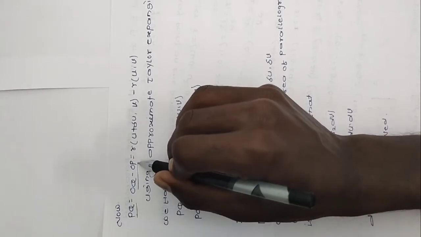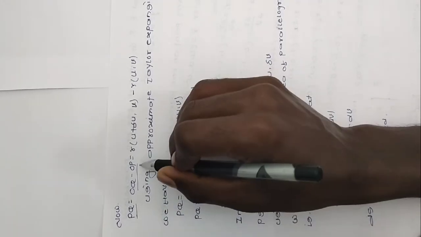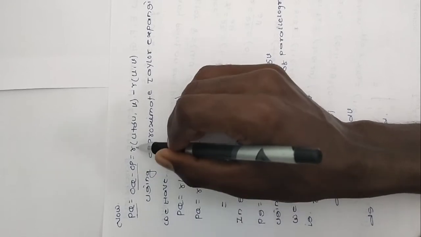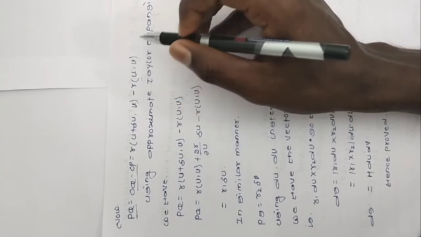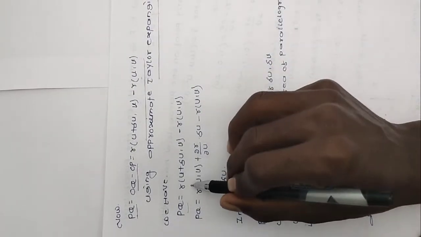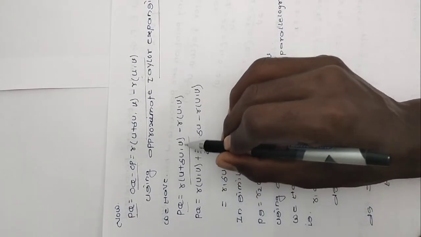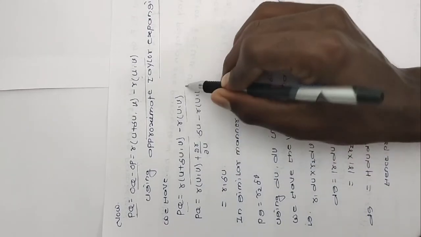Now from the diagram, PQ is equal to OQ minus OP. The value of OQ is R of u plus del u comma v, and the value of OP is R of u comma v. Using Taylor expansion, we get PQ is equal to R of u plus del u comma v minus R of u comma v.